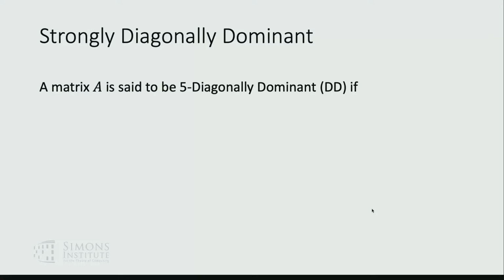Let me define this. I will say a matrix is 5 diagonally dominant. There is a definition called diagonally dominant, which is equivalent to 1 diagonally dominant, but I'll just define 5 diagonally dominant. If your diagonal term is larger than 5 times the sum of the off diagonal terms, so really it's diagonal heavy. Your diagonal is a constant factor larger than the sum of the off diagonal terms.